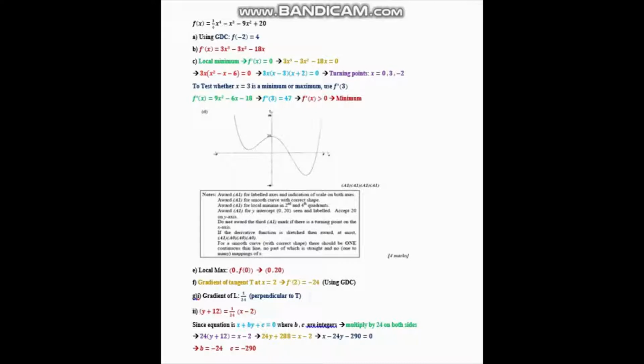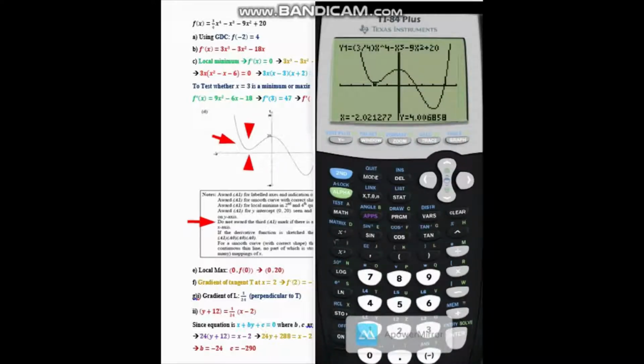Next, you want to make sure that your y-intercept is seen and labeled 0, 20 or just 20 on the y-axis as they've done right there. You lose one mark if this turning point was drawn on the x-axis. As you can see, it is slightly above, and again this is apparent on the GDC. It does not touch the x-axis, so watch out.